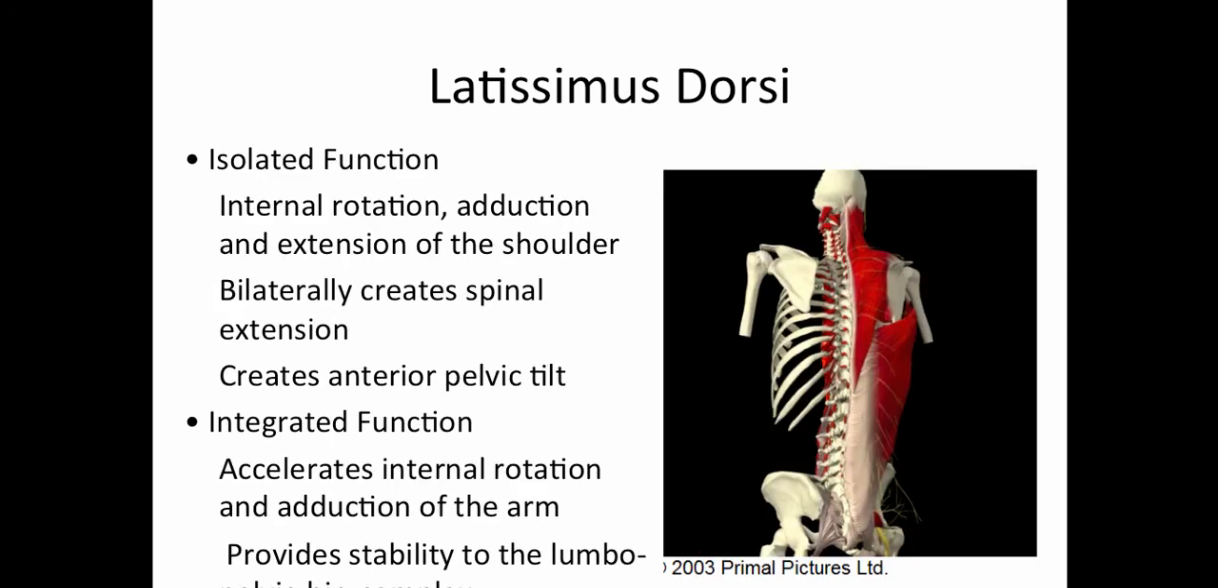The isolated functions of the latissimus dorsi are internal rotation, adduction, and extension of the shoulder. When used bilaterally, it creates spinal extension, and it can also create an anterior pelvic tilt of the pelvis. The integrated function of the latissimus dorsi is that it accelerates internal rotation and adduction of the arm. It provides stability to the lumbopelvic hip complex.